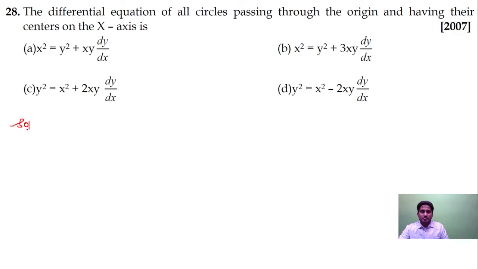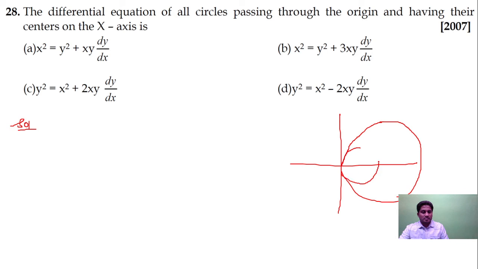Differential equation of the family of circles passing through the origin and having center on the x-axis. So it will be like this. You get all the family of circles which will pass through the origin having center on the x-axis. So this is x, this is y. The center will be a comma 0. Radius will be a only, because it is passing through the origin and the center lies on the x-axis. So radius will be equal to a.